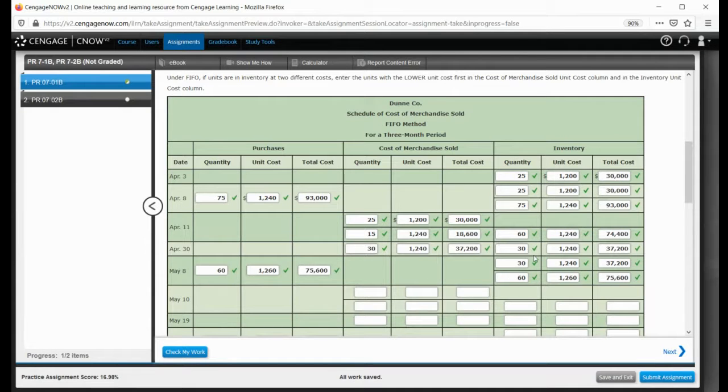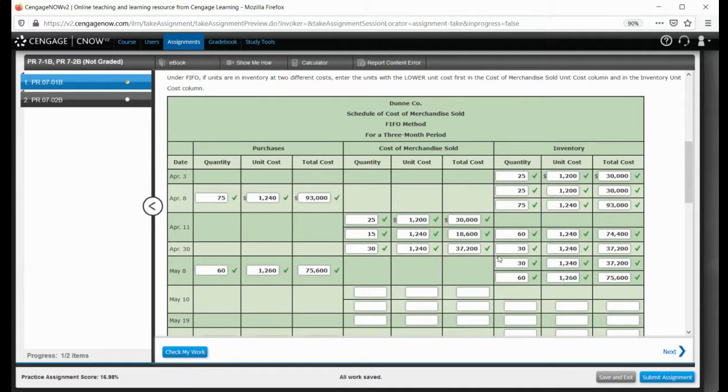What we had left over from last month, which was on April the 30th, we had 30 units in ending inventory that cost us $1,240 a piece. The total cost of that ending inventory on April the 30th is $37,200. So because we made a purchase of inventory, we're just adding to that layer of ending inventory that we already had. So you'll notice on this purchases transaction, they've got two separate blocks here.